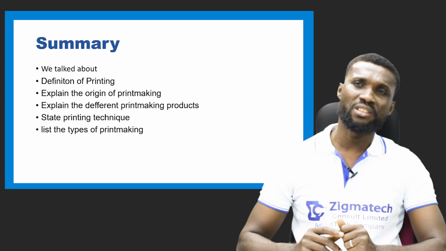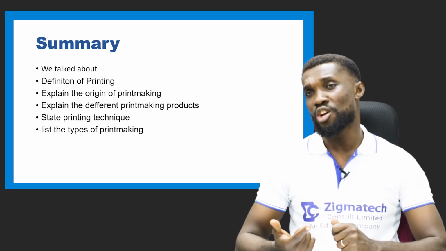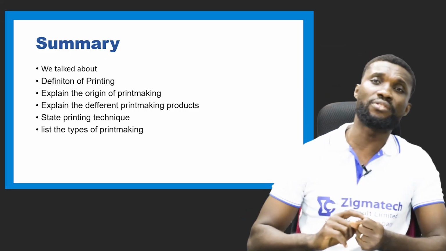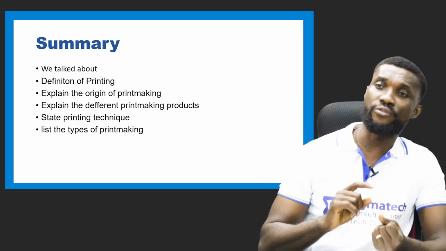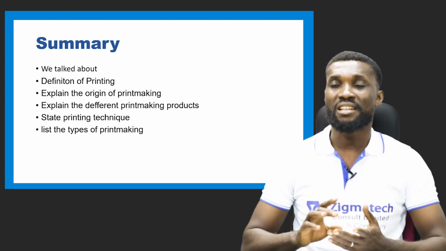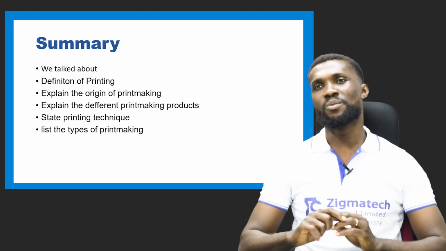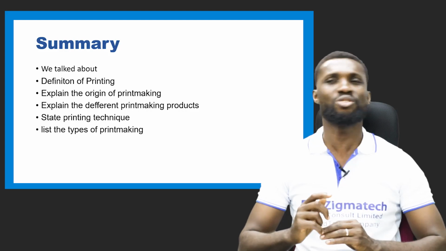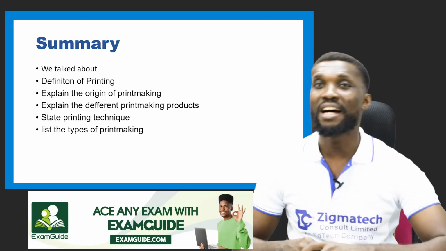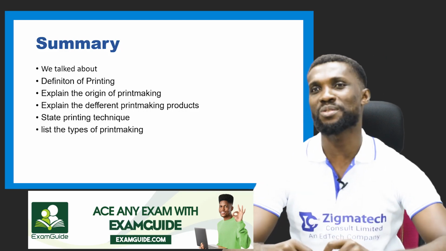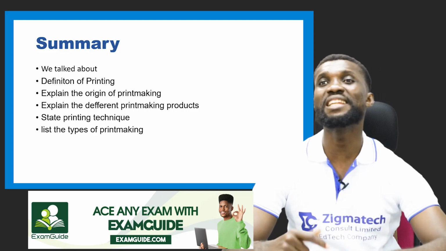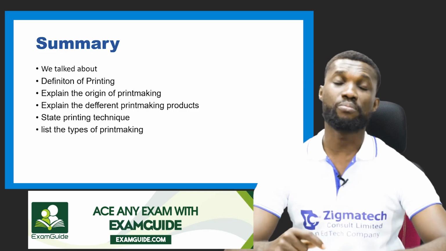Then we talked about the different printmaking processes, which I told you we have the silk screen printing. We have the yam cut or texture printing. We have the lithography. We have, you name them, all that we discussed in this lesson. We have the intaglio, and then we have the relief. We also talked about, we stated the techniques in printmaking, and then we listed some printmaking processes.